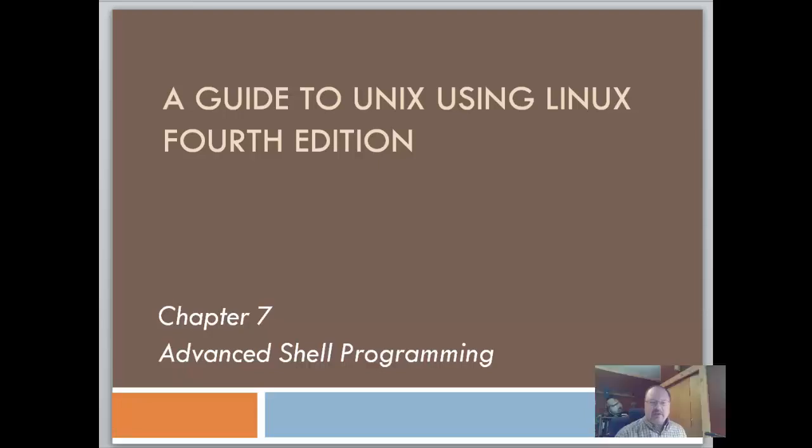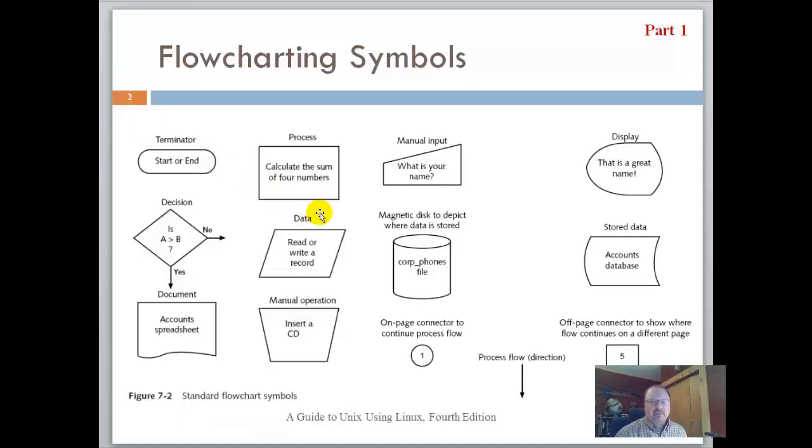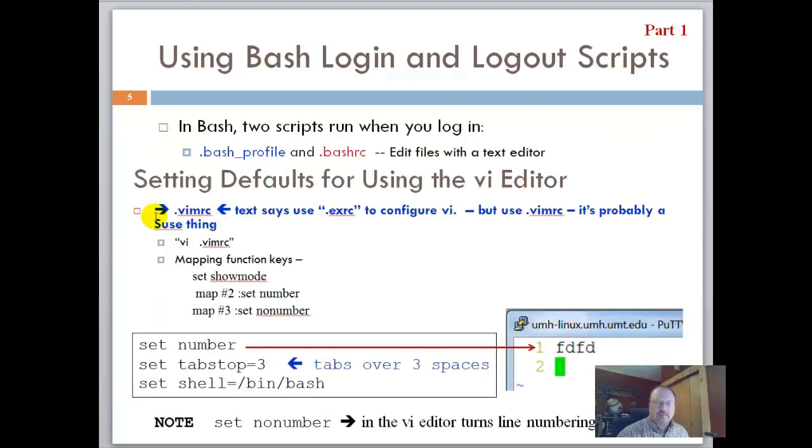Hi, this is ITS 224, Intro to Linux, and we're taking a look at Chapter 7 today, and it's about advanced shell programming. The first couple of slides we'll look at really just talk about flowcharting symbols, and I don't think we need to go into it very much. Now, this is where the more hands-on Linux stuff comes into play.